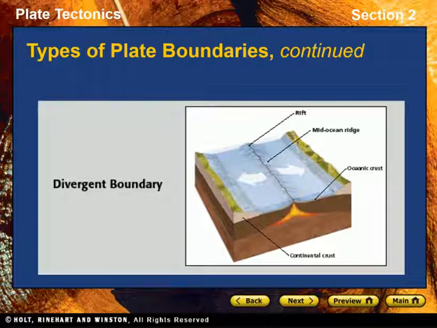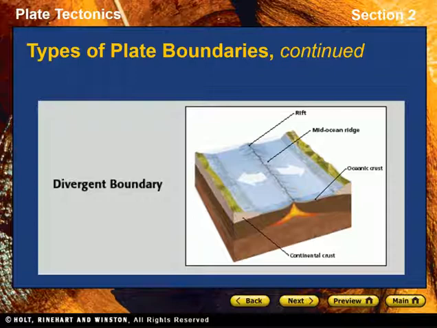The newly formed rock at the ridge is warm and light. This warm, light rock sits higher than the surrounding seafloor because it's less dense. This rock forms undersea mountain ranges known as mid-ocean ridges. Along the center of a mid-ocean ridge is a rift valley, a narrow valley that forms where the plates separate.